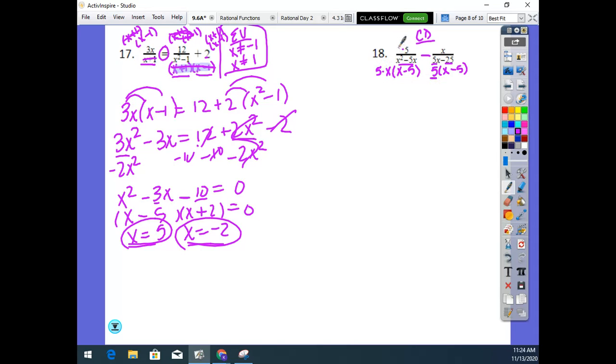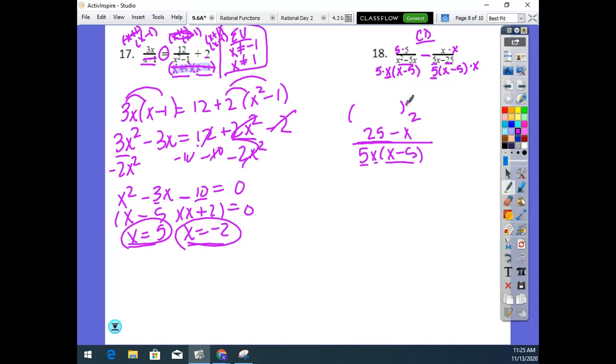So I'm going to multiply top and bottom by 5, so they both have a 5. Now notice the right side is missing an x, so I multiply top and bottom by x. 5 times 5 is 25, minus x squared over my common denominator of 5 and x minus 5. Now you need to be careful because you want all answers to be simplified.